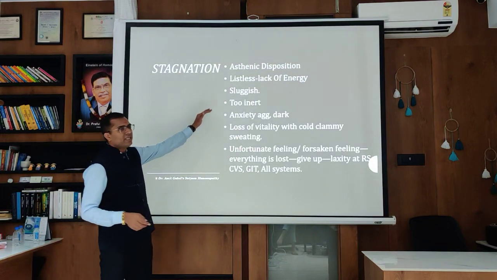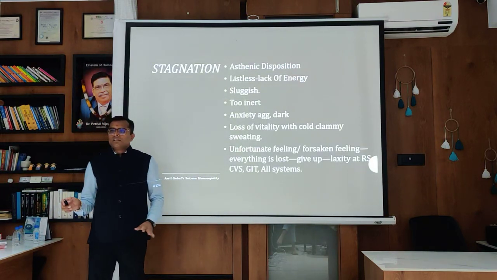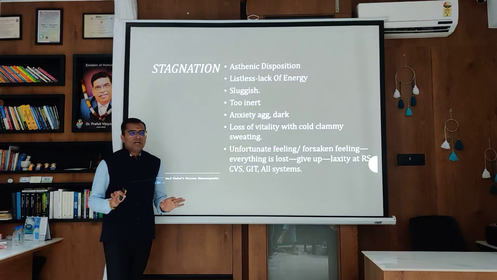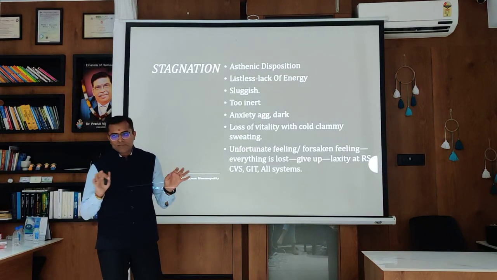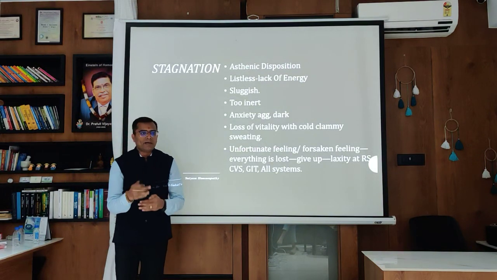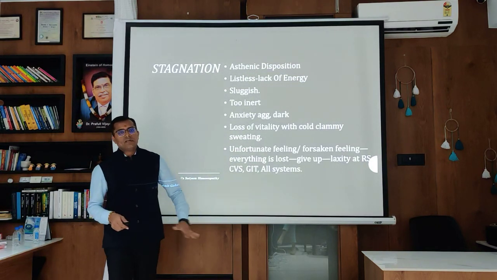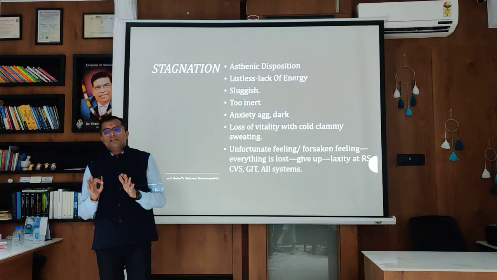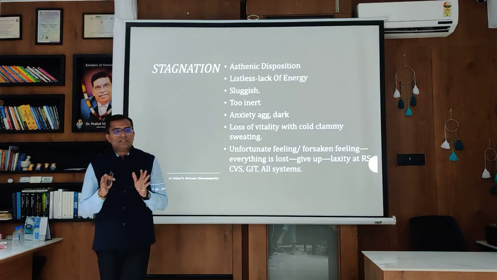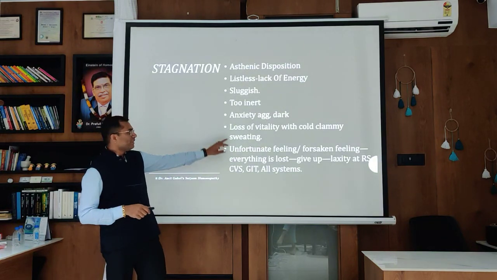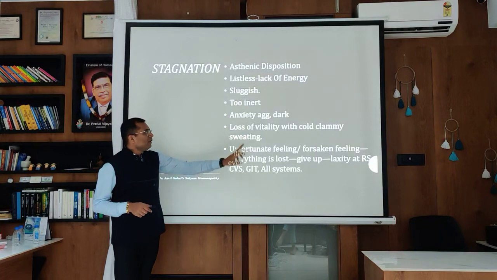Asthenic means weakness. Uselessness: I don't want to move, I don't want to interrupt, or I don't want to be in an active part. So I become listless because of lack of energy. Sluggishness, too inert, anxiety, aggravated in the dark. This is a psoric stage. Loss of vitality with a cold, clammy sweat.